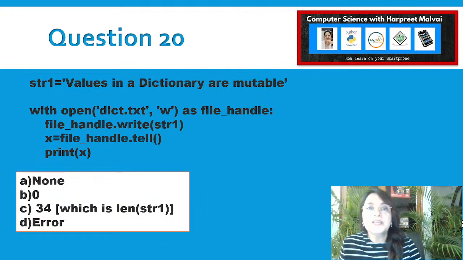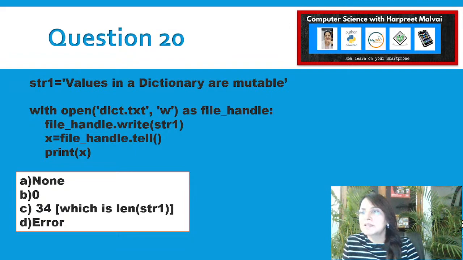Let's look at question 20 now. We have a string which says values in a dictionary are mutable, and we are going to use with open dict.text file as a file handle. In the last mock test I did not do the tell function, so I thought I would use that here now. What do you think is going to be the value of x? Because tell returns a value, what is that value going to be in question 20?